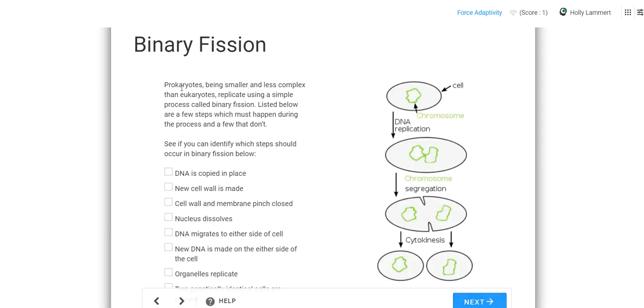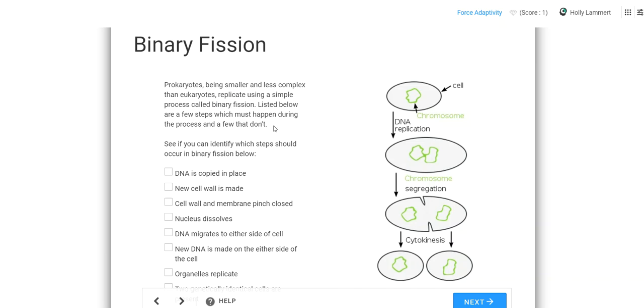Okay, binary fission. Prokaryotes being smaller and less complex than eukaryotes. And here you can dissect this word: pro meaning before, karyo meaning cell or seed. So before the seed, the seed being the nucleus, before the nucleus. Eukaryotes, eu meaning true, being larger and more complex. Prokaryotes replicate using a simple process called binary fission.